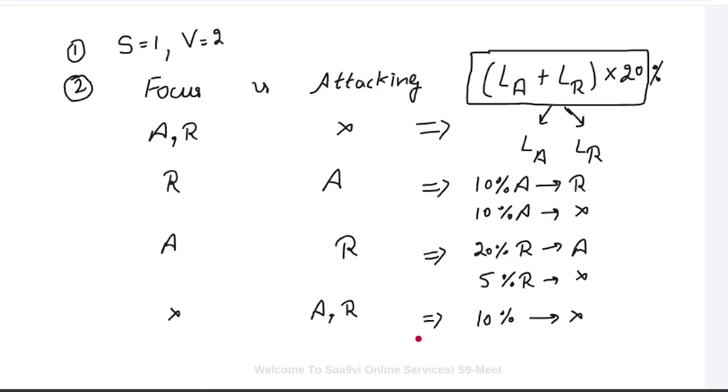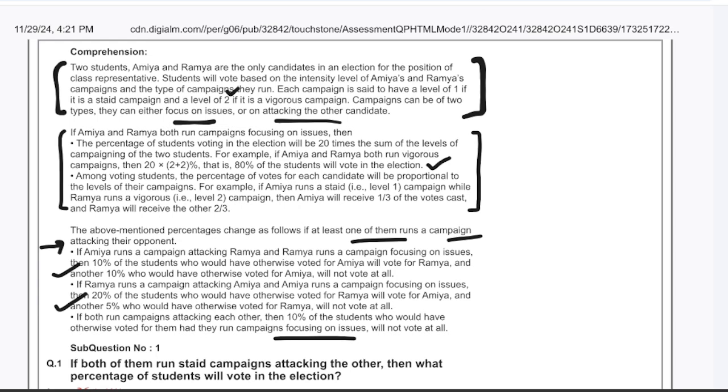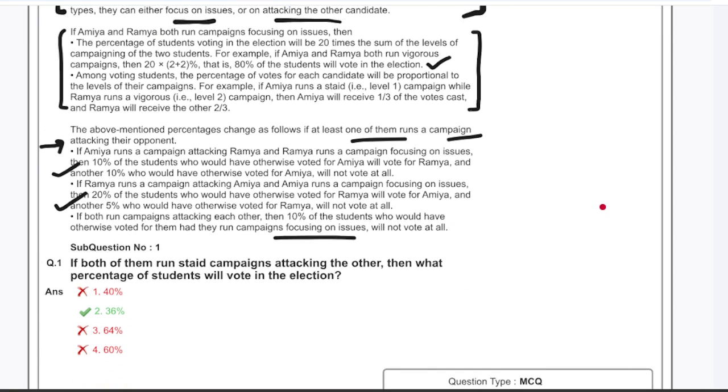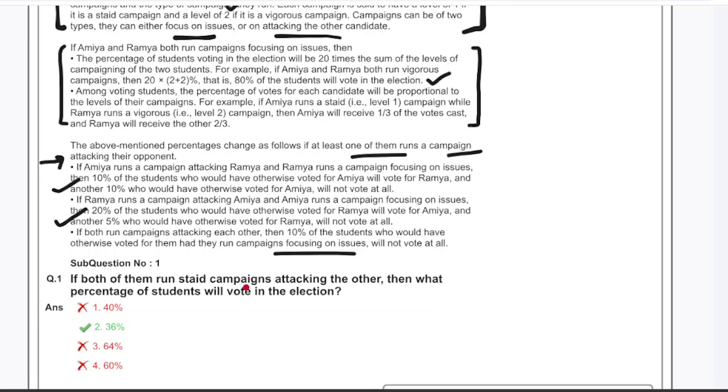I hope this summarization is clear, because if I am able to summarize the question in CAT, that means I can do my questions well. Now let's go to question number one. If both of them run a staid campaign, staid means level 1, attacking the other, that means condition 4, case 4 which we had on the other page, then what percent of students will vote in the election?